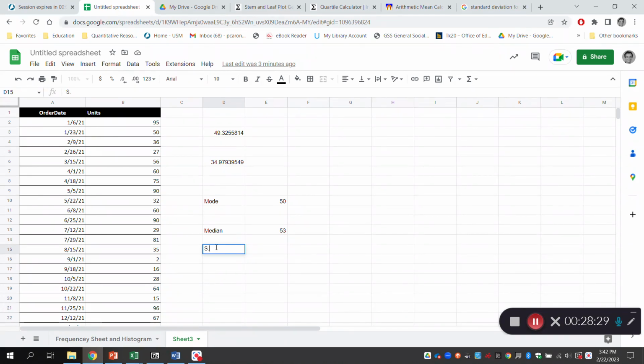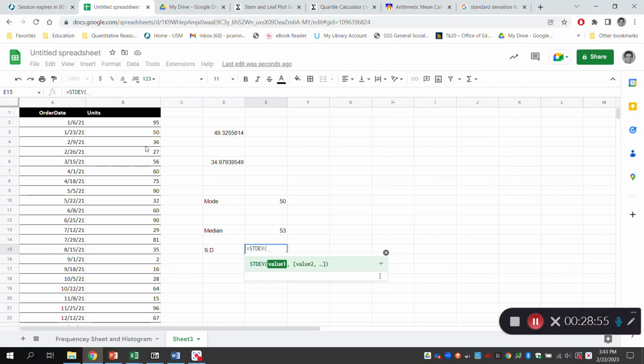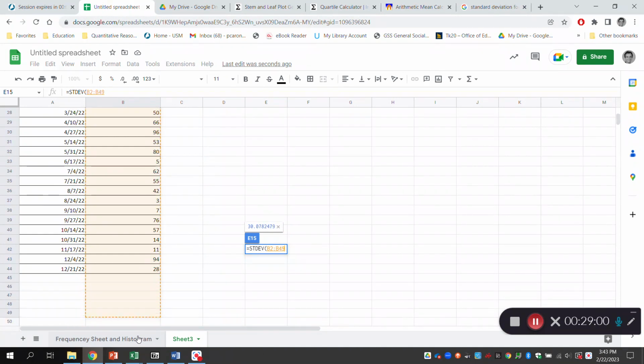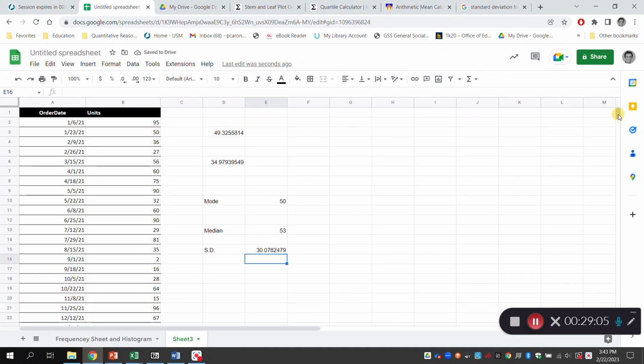So I'm just going to put down SD, just for standard deviation, put an equal sign here, and so I'm going to write down standard deviation, and you have, okay, now you have entire population or a sample standard deviation. This is the best one to use so far, so we're going to highlight our standard deviation for here, and press enter, and our standard deviation for these numbers is 30.